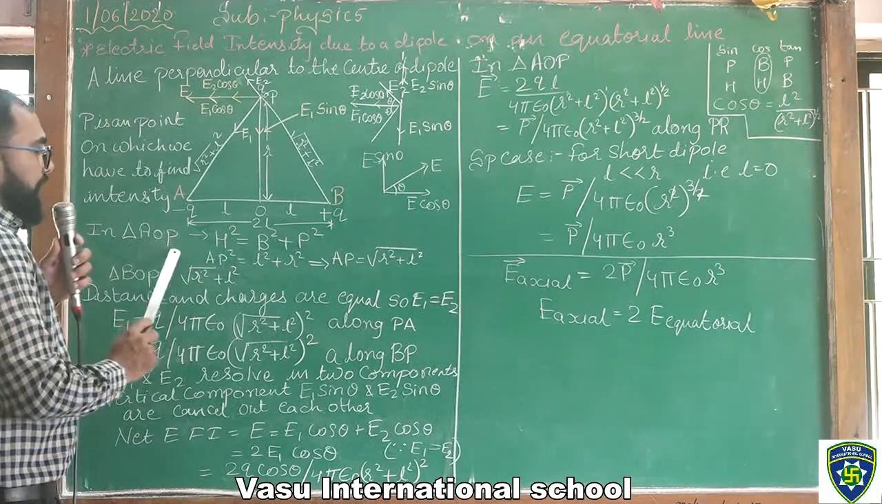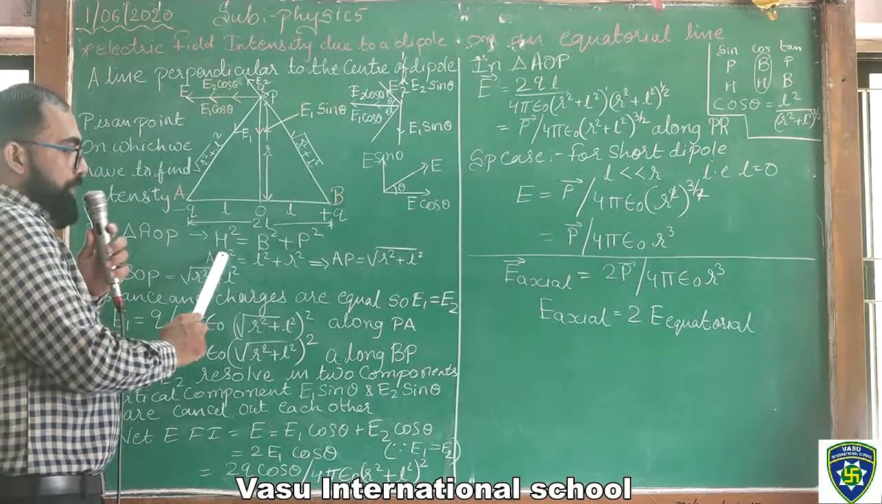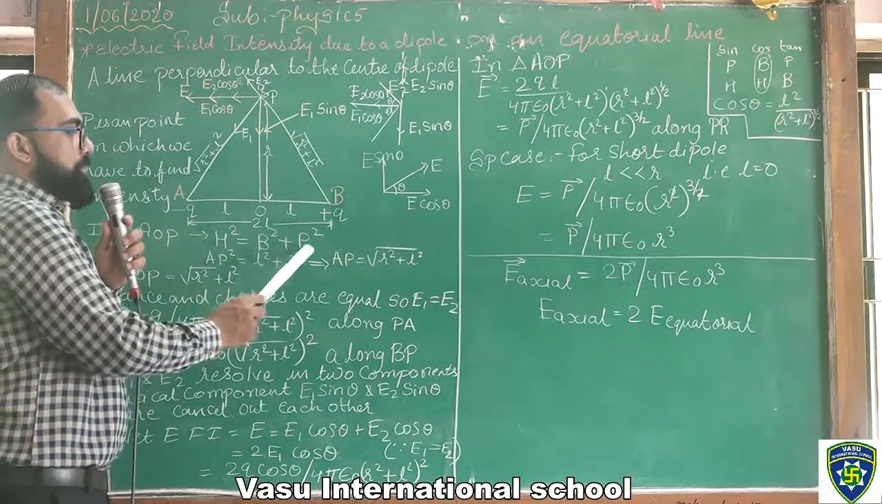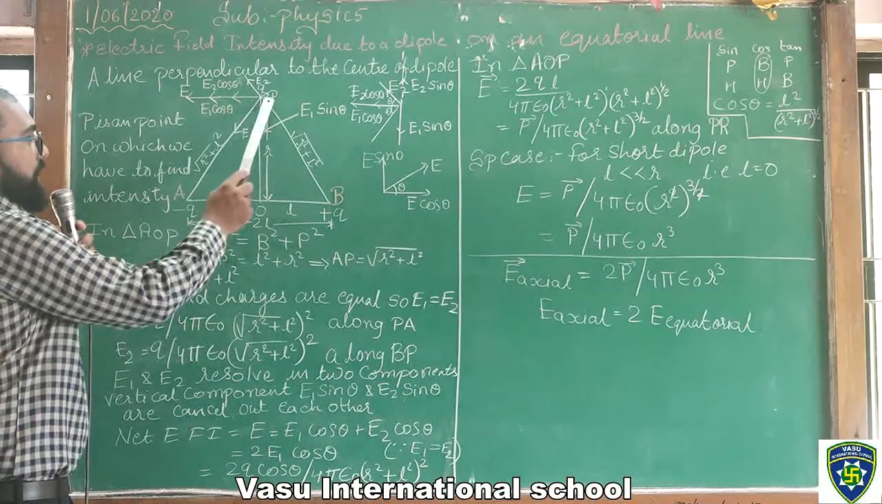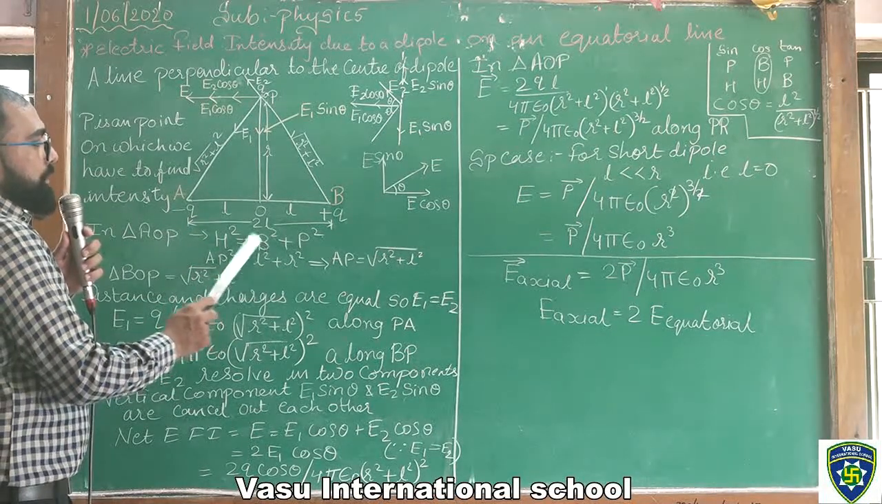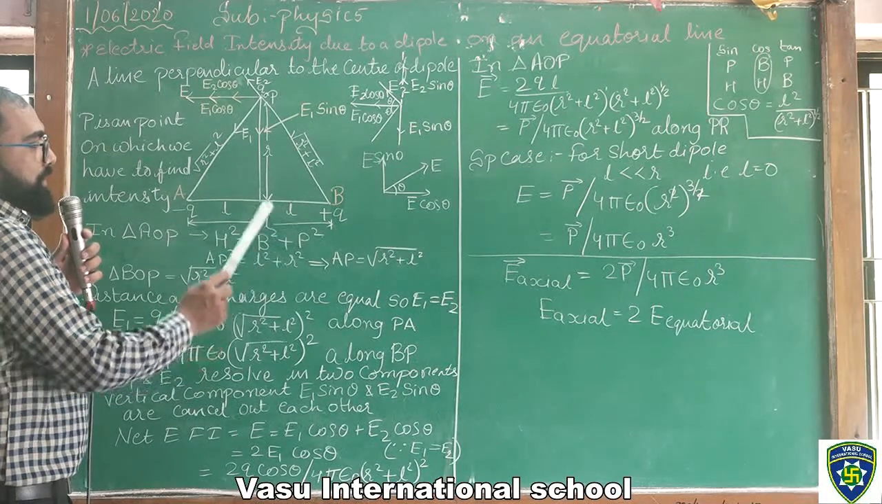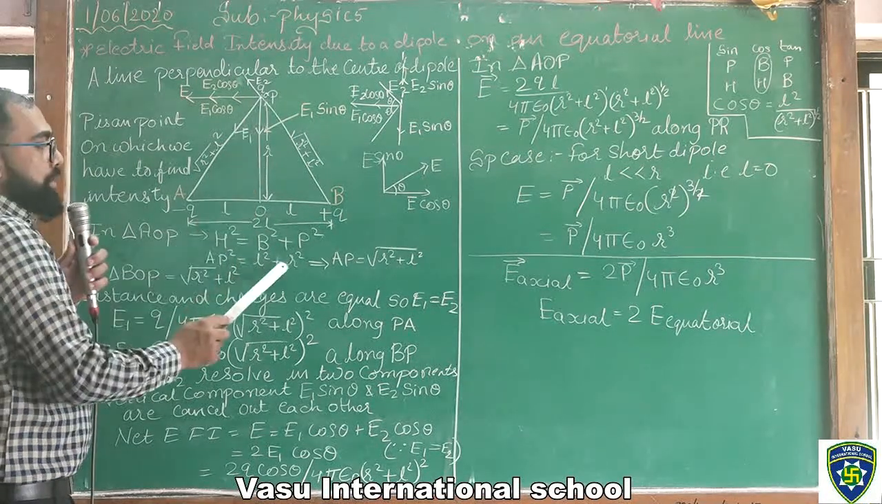So in that triangle AOP, hypotenuse square is equal to base square plus perpendicular square. Hypotenuse square, that is AP square, is equal to base square. Base is L, so it is L square plus perpendicular square. So that is R square.